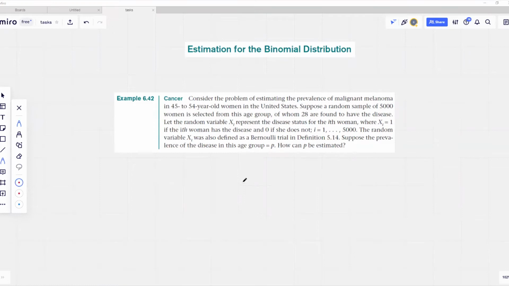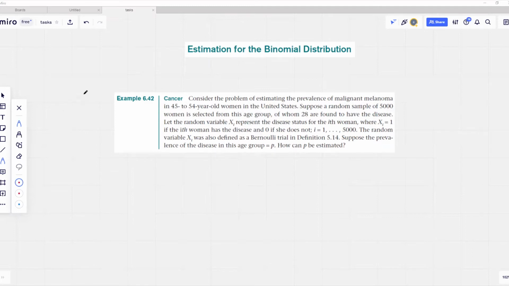So let's start by looking at the following example. Consider the problem of estimating the prevalence of malignant melanoma in 45 to 54-year-old women in the United States. Suppose that a random sample of 5,000 women is selected from this age group, of whom 28 are found to have the disease. Let the random variable Xi represent the disease status for the ith woman.